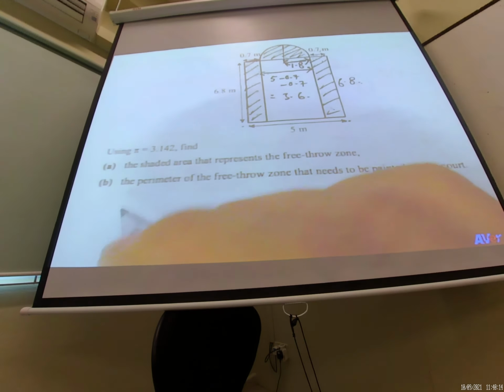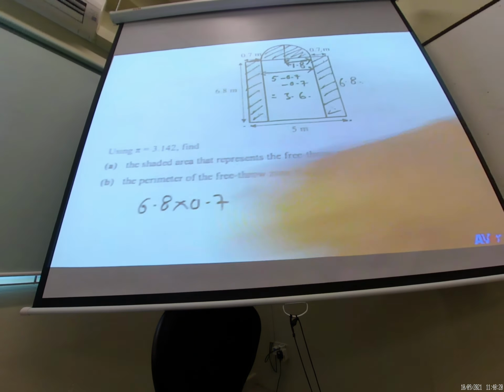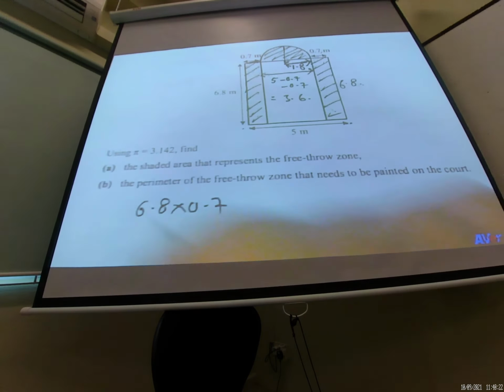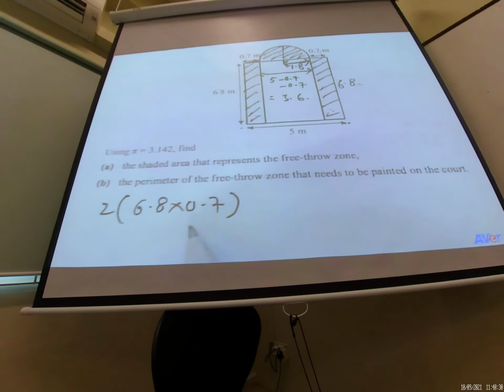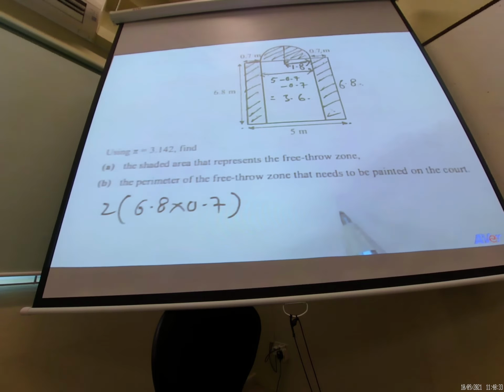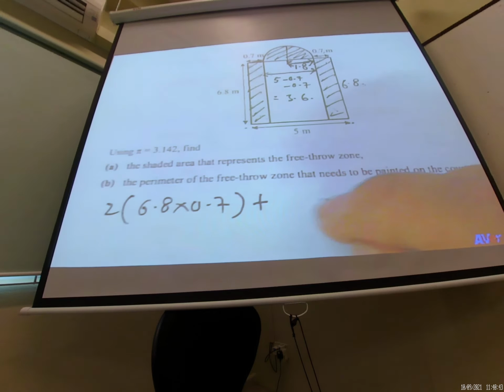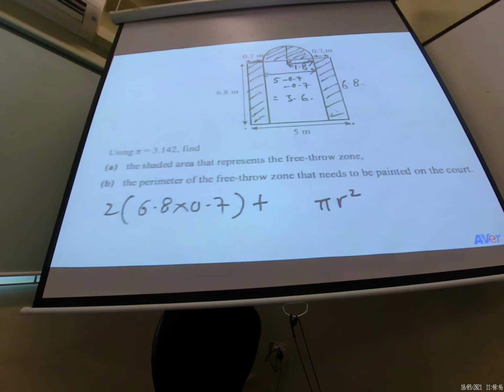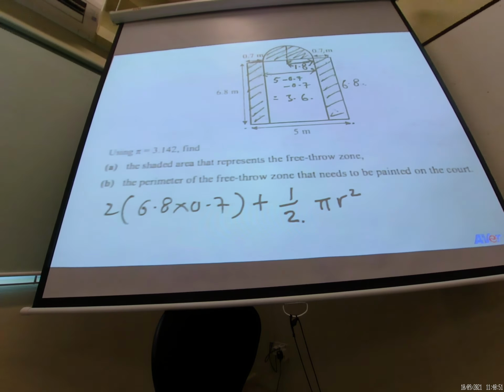Shaded area, first one is this rectangle, 6.8 times 0.7. Then two identical rectangles, so we can straight away just 2 times this area, or you can do 6.8 times 0.7 plus 6.8 times 0.7 for the second rectangle. Then this is for the rectangle. Then we also need the semicircle. One whole circle is pi r squared. So half a circle will be half of pi r squared. Okay?